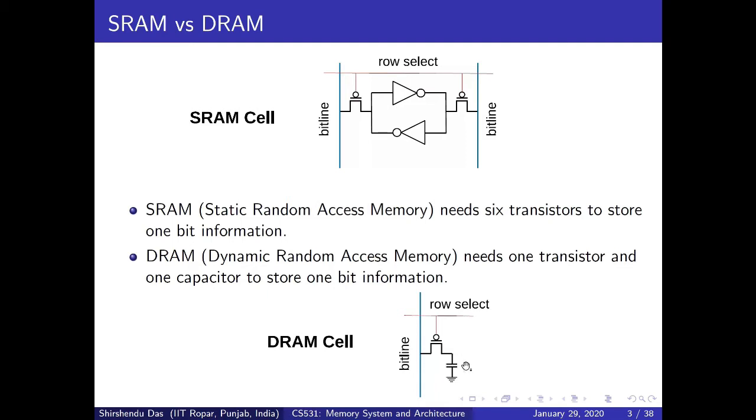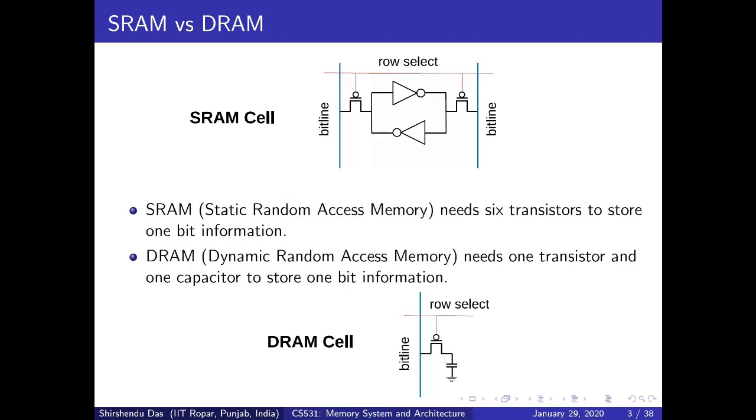Now suppose this capacitor is fully charged, then how will you read this data? To read this data, you have to activate this transistor, or activate this line. Normally a transistor works as a switch, so if you activate this line, this switch will be on. The moment this switch is on, the charge will be available through this line, the bit line. In this way, you can sense this charge.